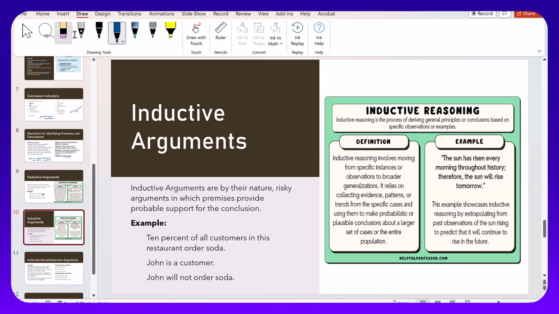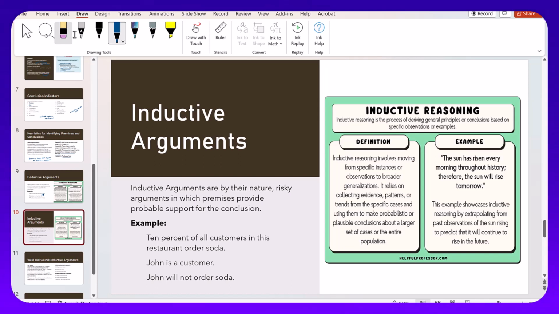Okay, another example right here. The sun has risen every morning throughout history. Therefore, the sun will rise tomorrow. This one's a stronger inductive argument than the soda one. Yeah, probably. If the sun has risen every morning, there's a very, very good chance that the sun will rise tomorrow. But the world could end. Something could happen that causes the sun not to rise, right? It's not 100%, whereas with the deductive argument, it's basically 100%.